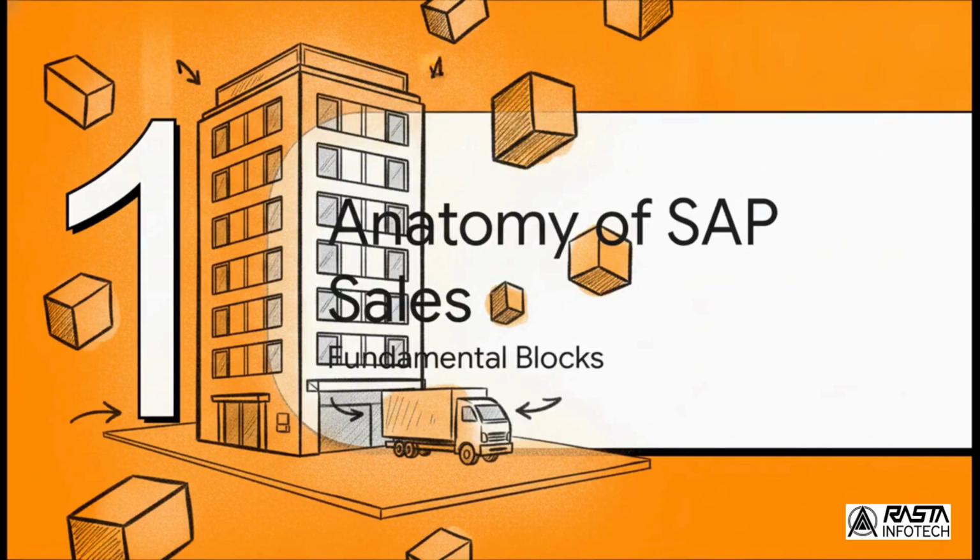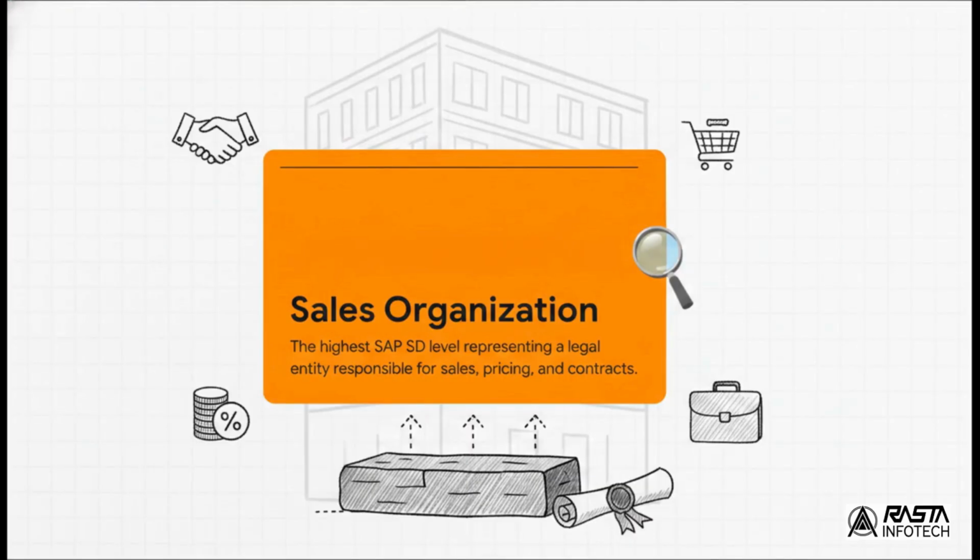All right, Section 1, Anatomy of SAP Sales. Let's get right into the fundamental building blocks. I like to think of this whole process like designing a massive corporate headquarters, and it all begins right here with the sales organization. In the SAP Sales and Distribution module, which we usually just call SAP SD, this is the absolute highest level. Going back to that building analogy, this is the foundation. It's the legal deed to the property.